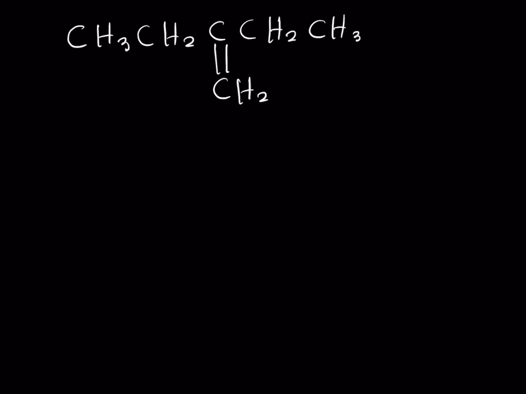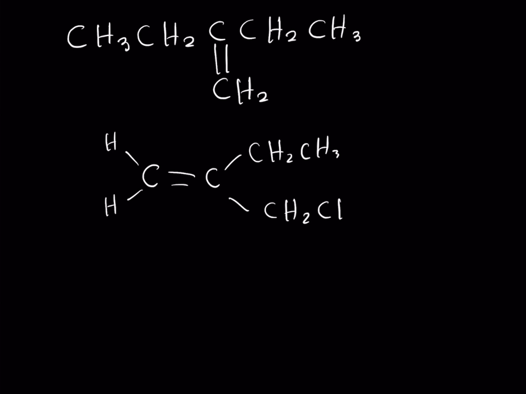We have a CH2 on one side, and then we have a double bond to a carbon. One side of the carbon is going to have an ethyl, and the other side is also going to have an ethyl. So that's what it would look like.